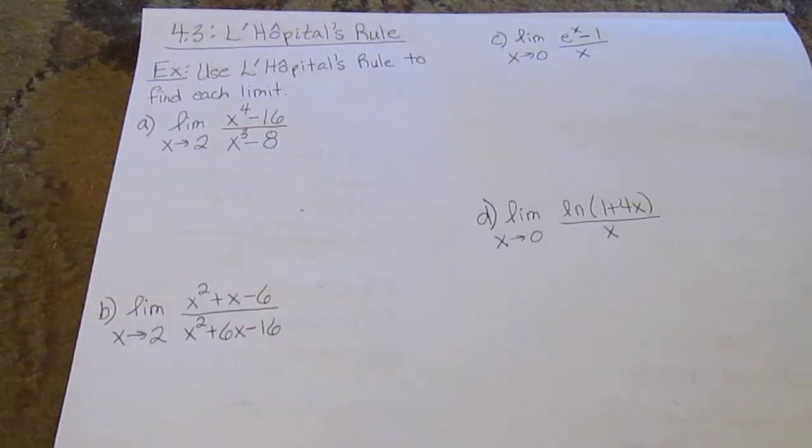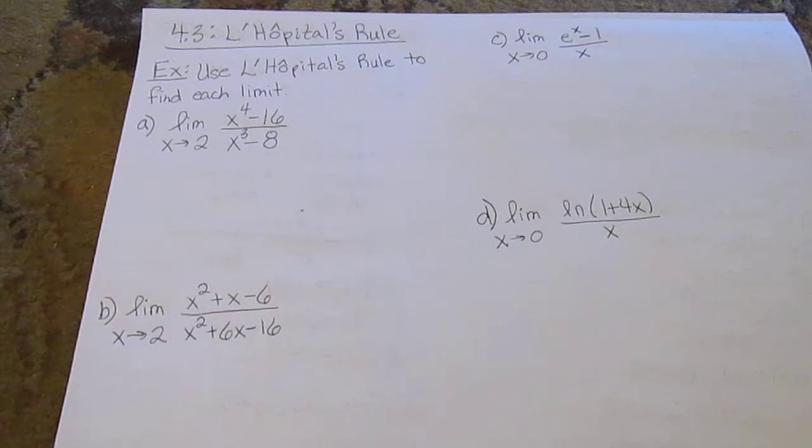Section 4.3 is L'Hopital's rule. With L'Hopital's rule, we're going to be taking limits. They're going to be in indeterminate form, but now that we know how to take the derivative, we can do it using L'Hopital's rule. Okay, so in the first example, we use L'Hopital's rule to find each limit.